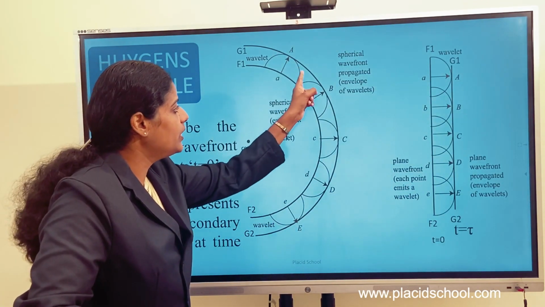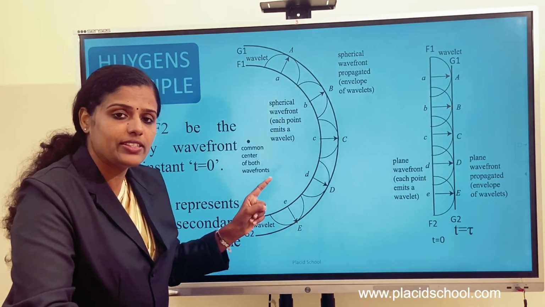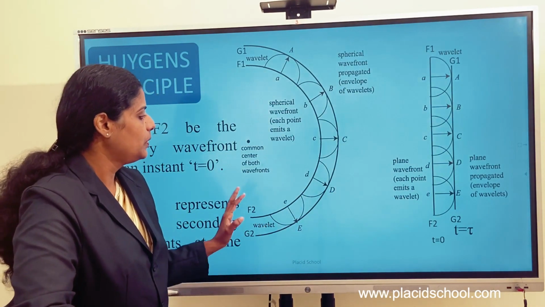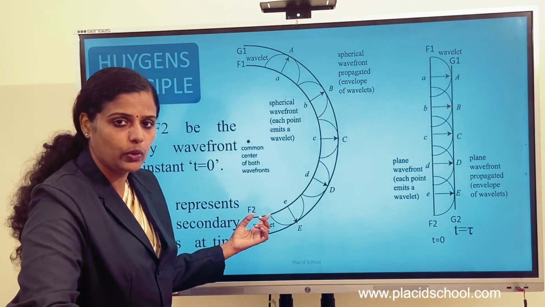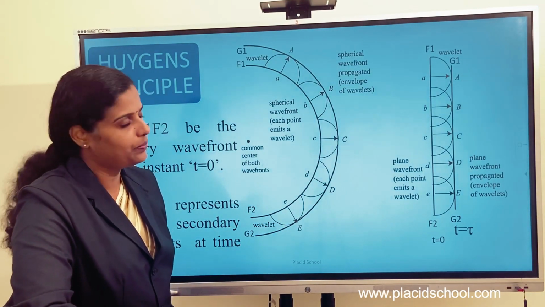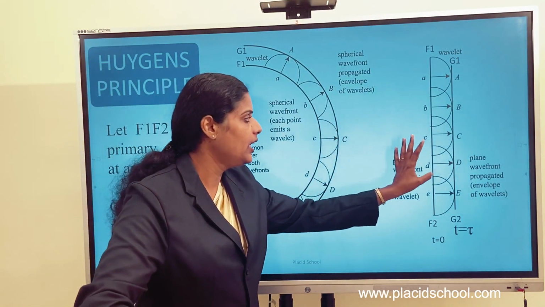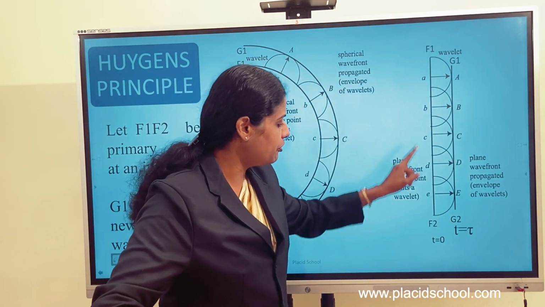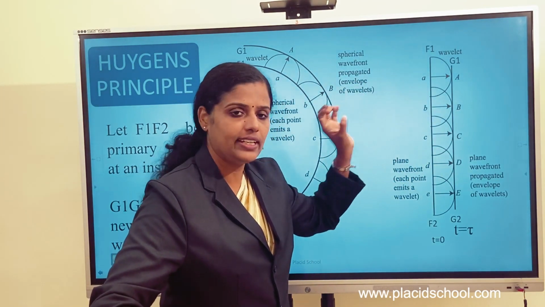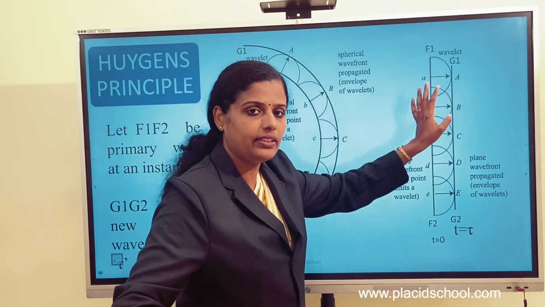Then the tangent envelope of all these circles gives the secondary wavefront at the time t equal to t dash. So, if we know the wavefront at time t equal to 0, we are able to find the wavefront at the time t equal to t dash. And this is the case of point sources. Similarly, if the source is at infinity, then we use plane wavefronts. Let F1, F2 be a plane wavefront. Every point on this acts as a point source, it sends out secondary waves, and here also the radius is v into t. V is the velocity and t is the time.